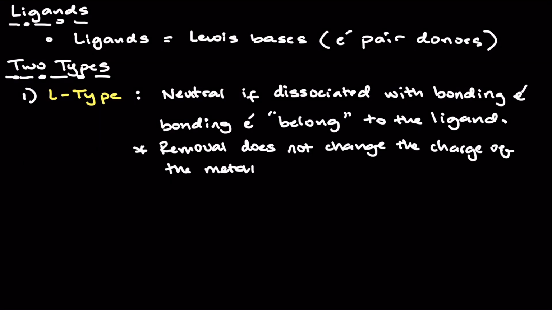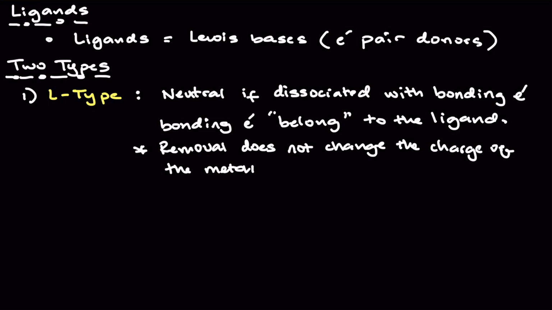As a result, from an electron counting perspective, the removal of this ligand does not change the charge of the metal in the organometallic complex. Okay, so let's see this in action with our cisplatin example. Once again, here is cisplatin.